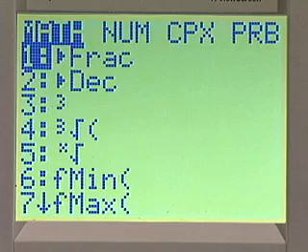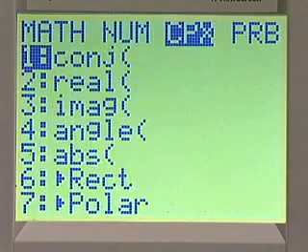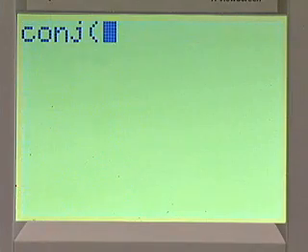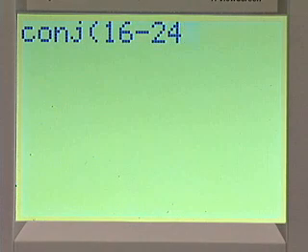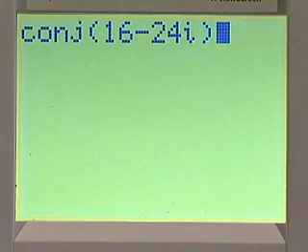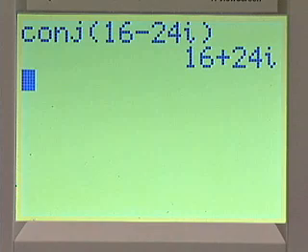On a calculator, the operation called conjugate is found behind the math button. If you push the math button, here's the menu that you see. We want the option called complex, CPX. It's option 1. Next to that, I'm going to put 16 minus 24i. Go ahead, put in 16 minus 24. And then in yellow on the keypad, behind the decimal point is an i. Push second i and close the parentheses and enter. And this is the result that we expected to see.